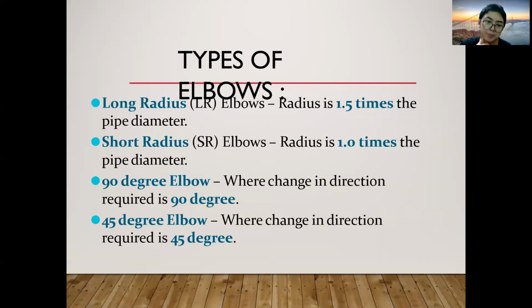So the types of elbow. First one is long radius, where the radius is 1.5 times the pipe diameter. Next is short radius, where the elbow's radius is 1.0 times the pipe diameter. The 90-degree elbow changes direction by 90 degrees. And the last one is the 45-degree elbow, where the change in direction is 45 degrees. So these are the four common types of elbows used in plumbing.